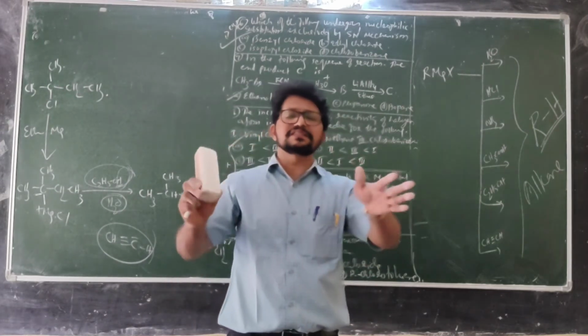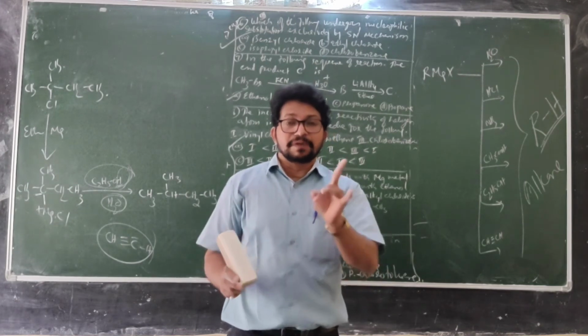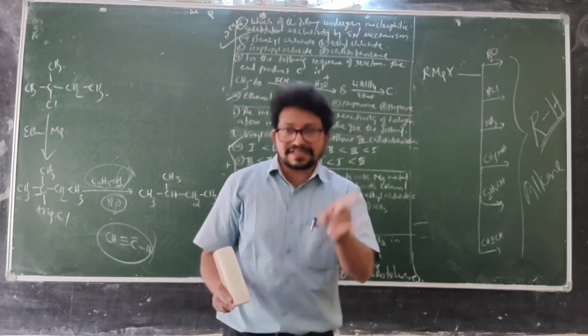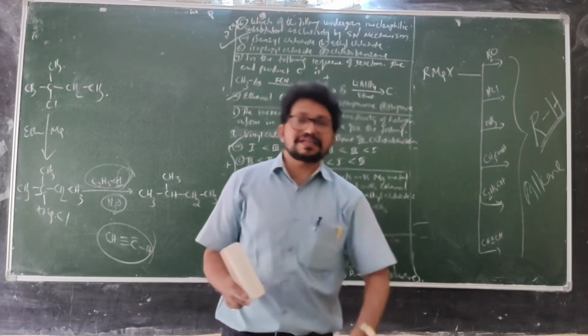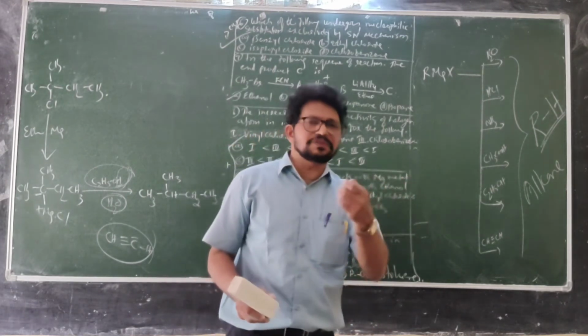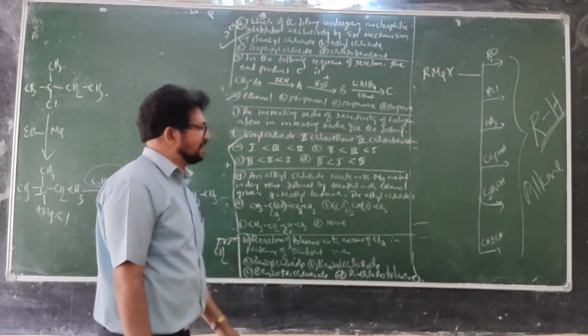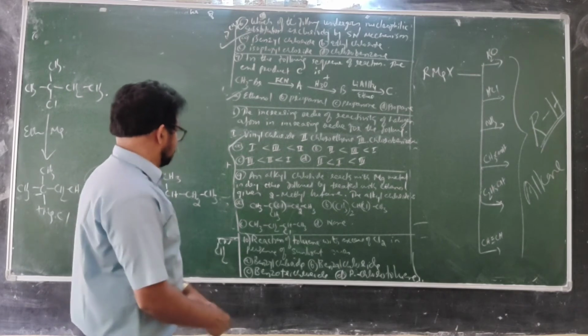Grignard reagents are always preserved in ether, prepared in ether, react in ether, always kept in ether. If it contacts any amount of air, it becomes alkane, immediately alkane. Okay, answer is A.